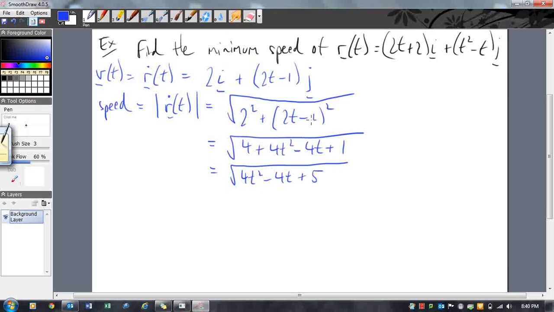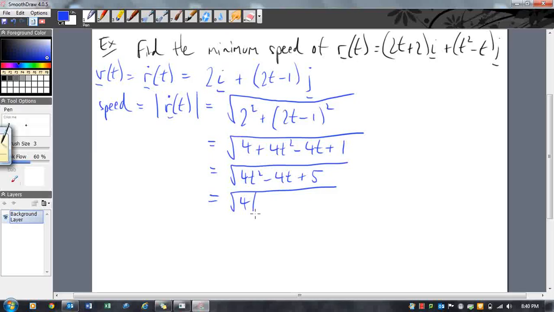Now, how do we find the minimum speed here? There's a couple of ways you could do it. My personal favourite is to complete the square here, and I find it a really clear way. You could also take the derivative of this to see where it might have a minimum. So there are a couple of ways you can do it. Today I'm just going to complete the square.